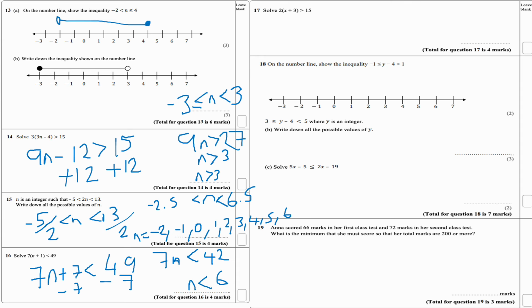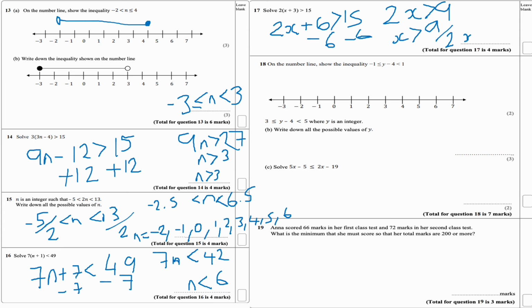Okay, this is question number 17. Okay, solve this inequality. Expanding my bracket, I get 2x plus 6 is greater than 15. Subtracting 6 on both sides, I get that 2x is greater than 9. Dividing everything by 2, I get that x is greater than 9/2, or 4.5, okay, either is fine.